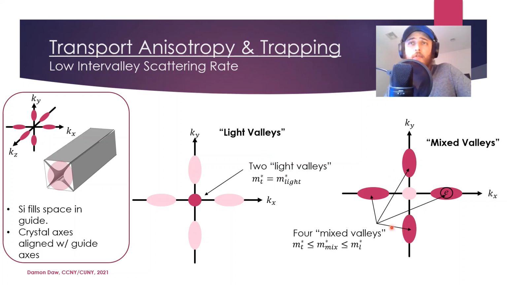The other four valleys are the mixed valleys, because depending on where the carrier is in the trap, essentially depending on what the angle between the electric field and the carrier valley is, they'll respond with any intermediate effective mass anywhere between the transverse and the longitudinal effective mass.